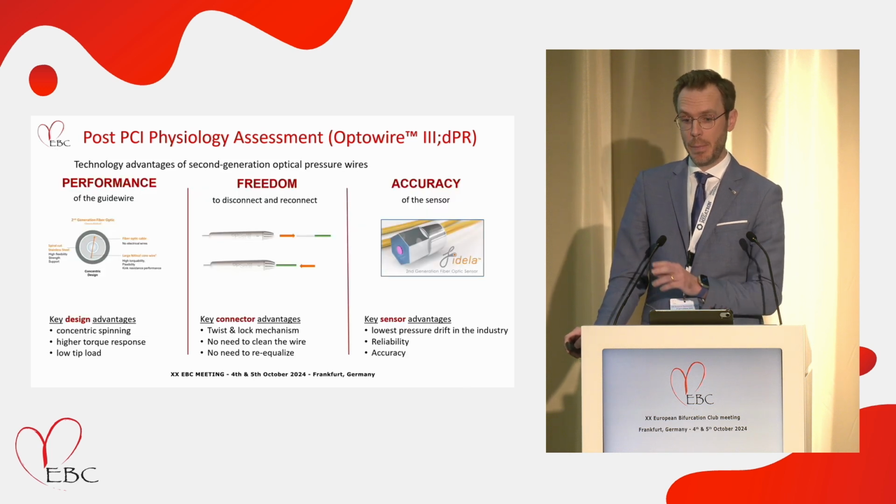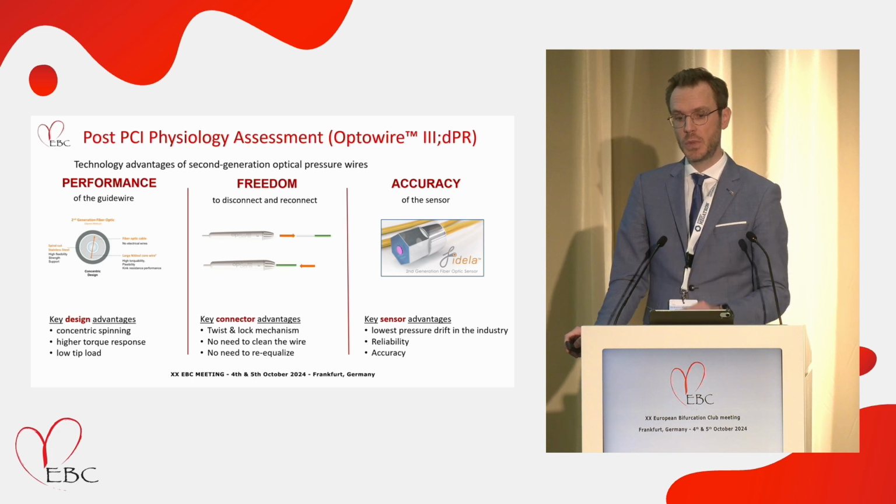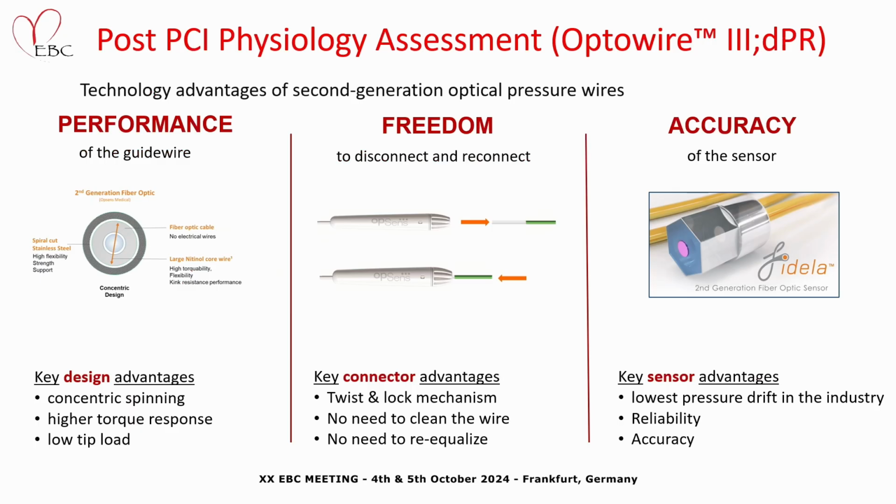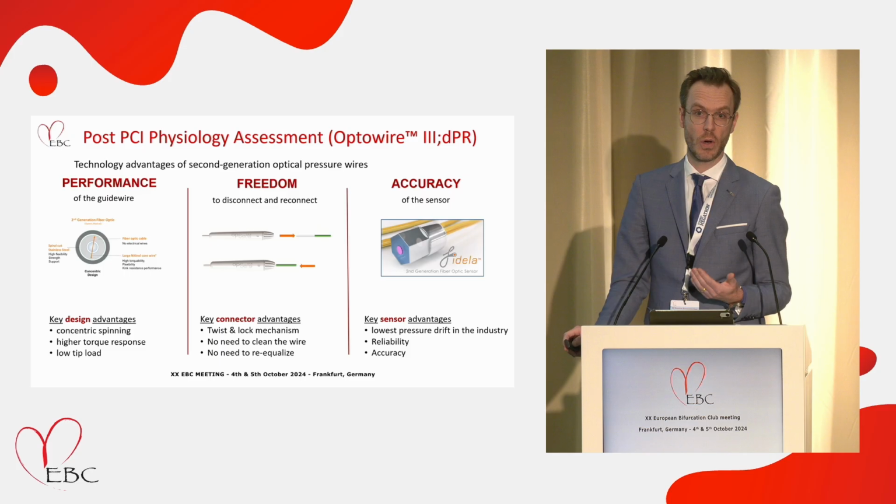So I can sum up. This is what the OptoWire is about. The key benefit of the OptoWire, in my honest opinion, is that it's fiber optic, that it's stable, has good support, is good talkability, that you have the freedom to plug and play, that you can work on the wire, and it's very accurate. You have little drift or no drift, and after the PCI you can do the pullback, and you'll end up at 1.0.